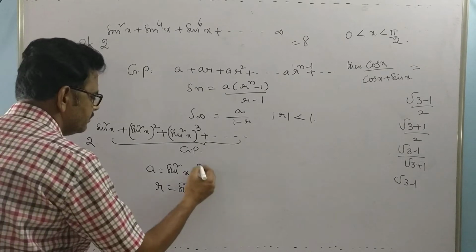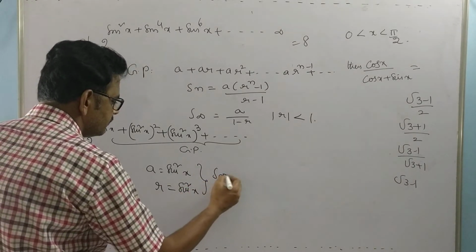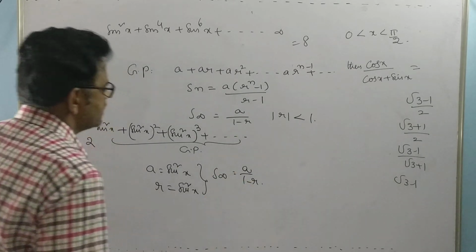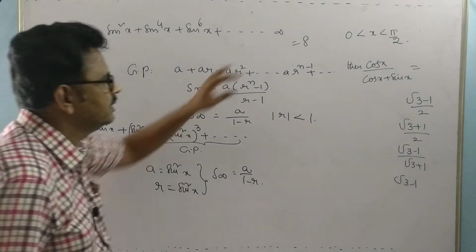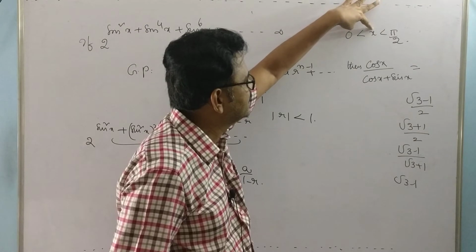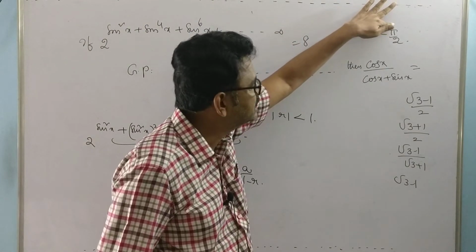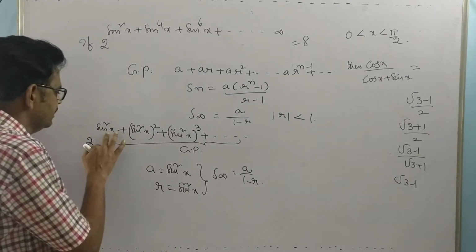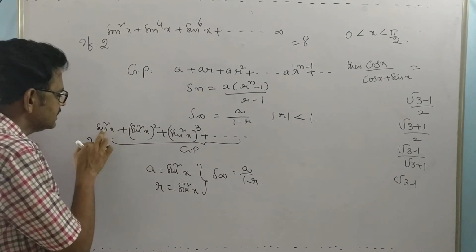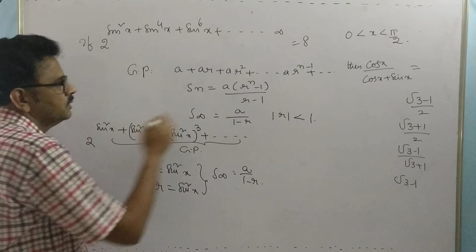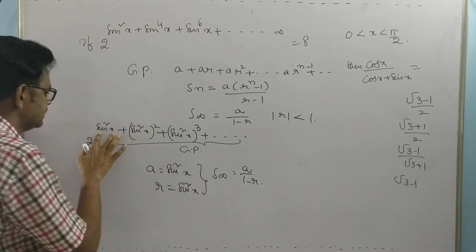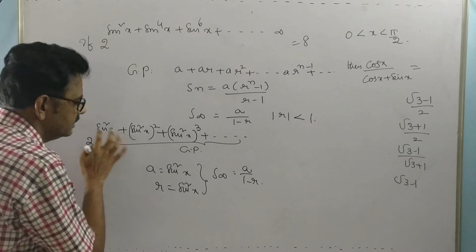Now what is S infinity form? A by 1 minus R. And clearly 0 is less than x less than pi by 2, so the value of sin square x is less than 1 always, because sin pi by 2 is 1. Since x is less than pi by 2, the value lies between 0 and 1 only.